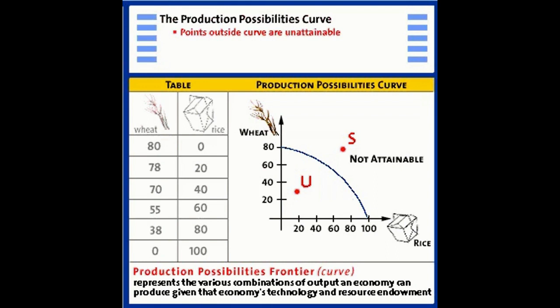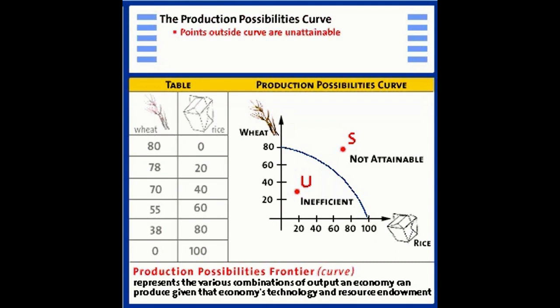If the economy is not getting the maximum possible productive output from its resources, we're going to be inside this curve. That happens when some resources are unemployed, that is, if some of the land or labor is not used. It also happens if some of the resources are underemployed, that is, if resources are used in a way that is not maximizing their output.